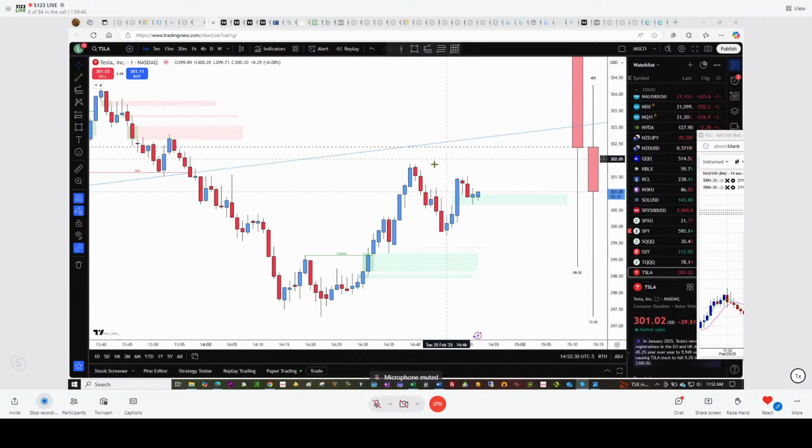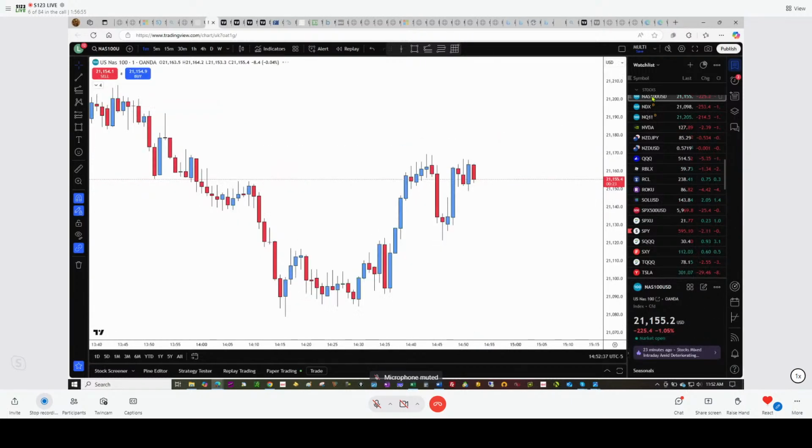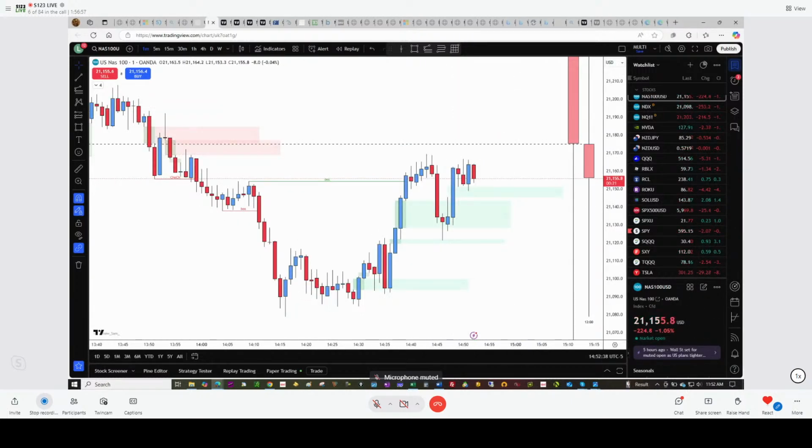Okay, so it looks like Tesla's going to take that high. NAS is almost taking the high. Bitcoin's giving me nothing but grief. Should have put the stop in on Bitcoin. So that's a lesson. Put the stop in.